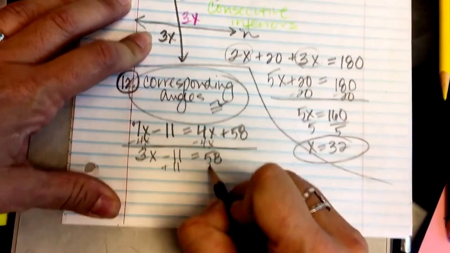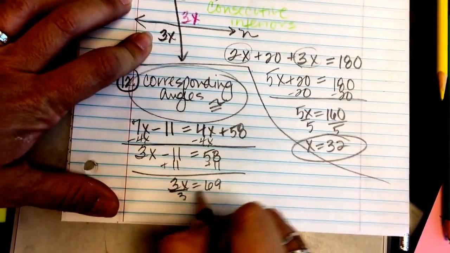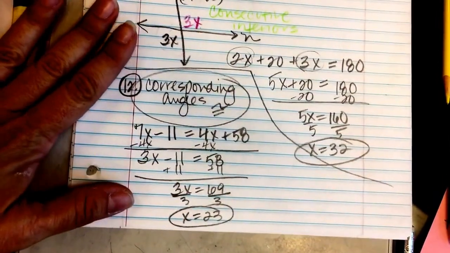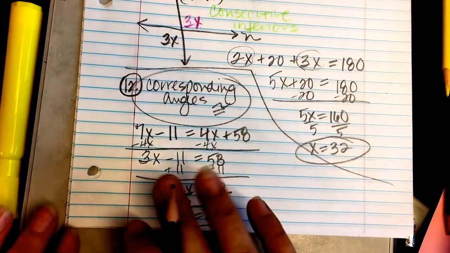When I add 11, I get 3x equals 69. When I divide by 3, x is 23. I think that wraps up 3-3 work. Let's go on to 3-4.